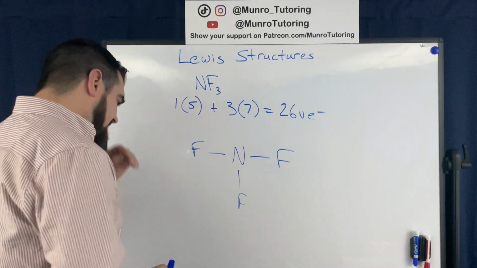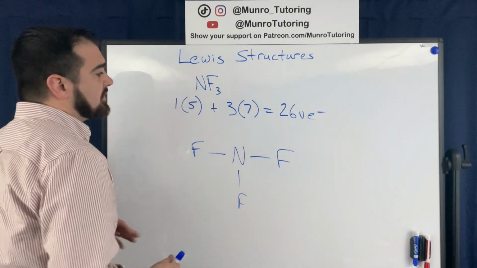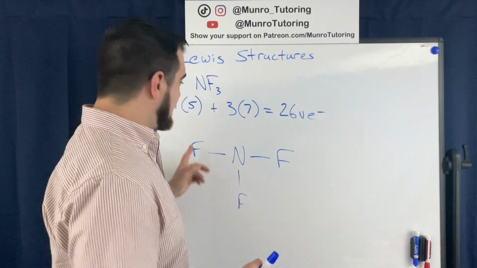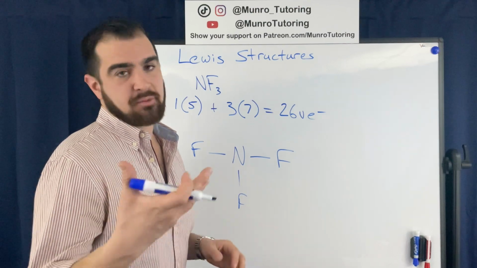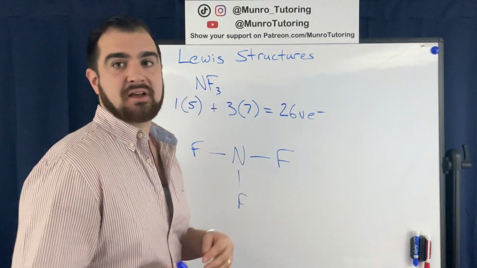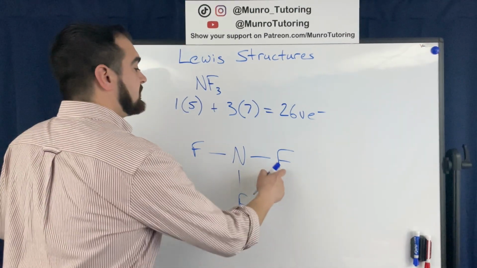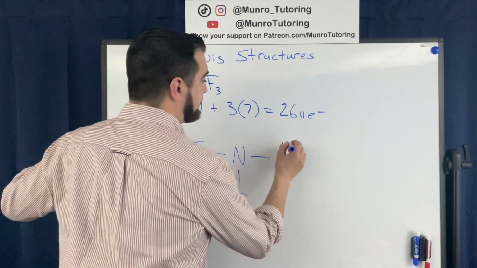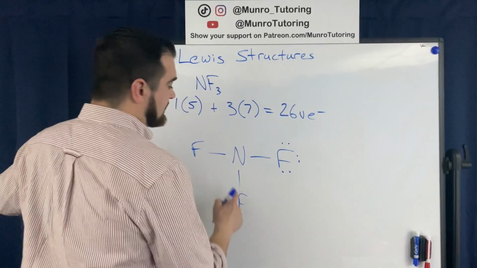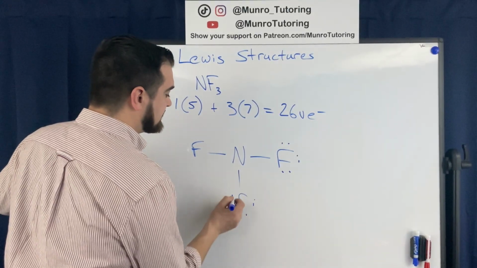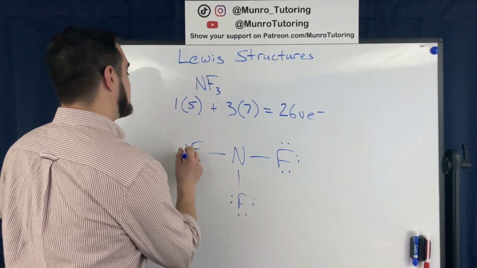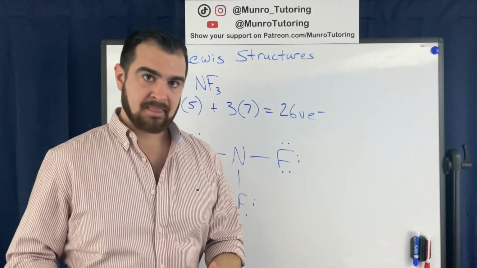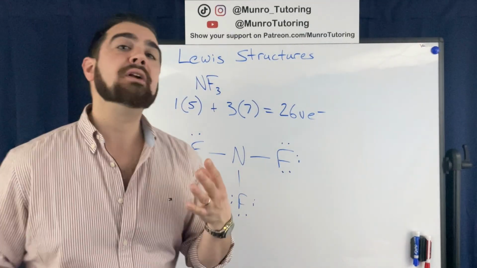So let's take a look at this now. We're going to start off by giving octet to the outer atoms, to the terminal atoms here, and then we're going to see what we have left over and see if we can give the central atom octet. So this fluorine already has 2 electrons. It wants 8, so it's 2, 4, 6, 8, 2, 4, 6, 8, 2, 4, 6, 8. So all the fluorines have octet right now. And so that's 8 times 3 is 24.